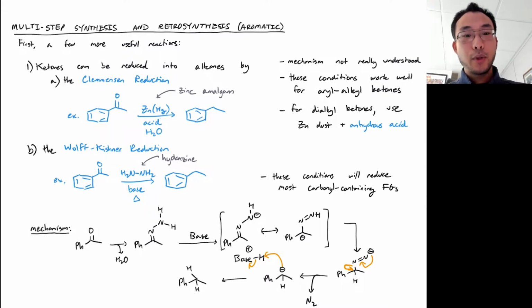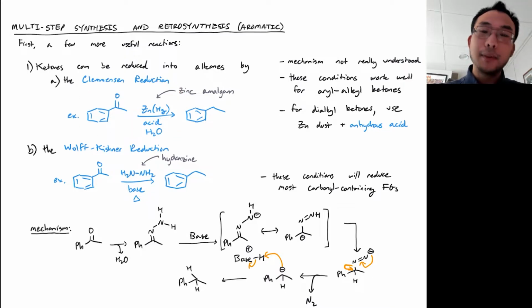If you're trying to decide which of these two reactions to use, the key consideration is whether you have something in the rest of your molecule that's going to be affected by acid or base. Right? So if it was not stable to base, then I would choose Clemmensen reduction. If it was not stable to acid, then I would choose the Wolff-Kishner reduction.